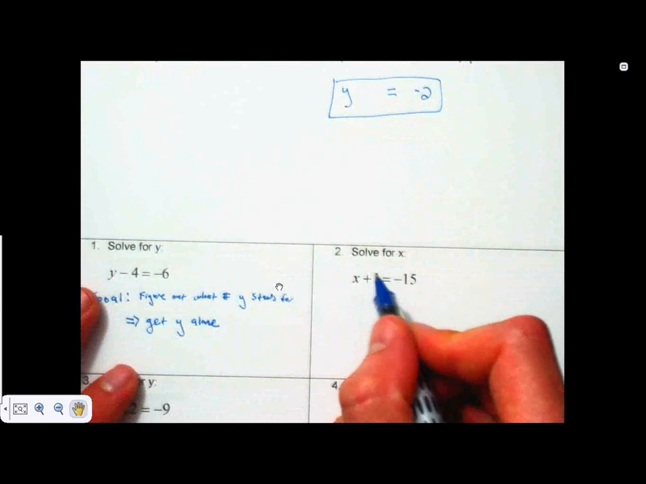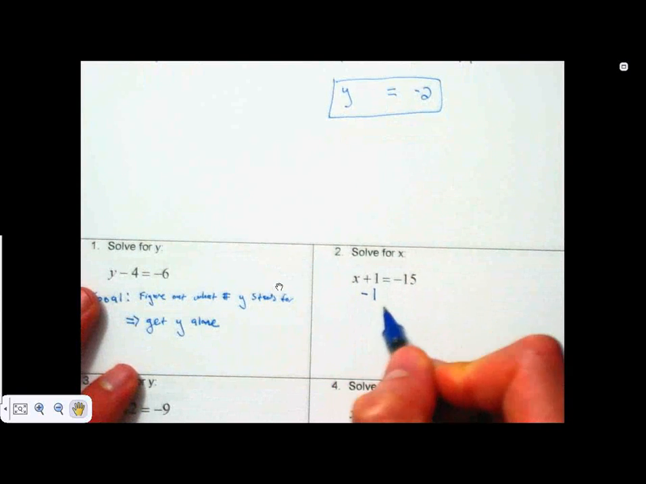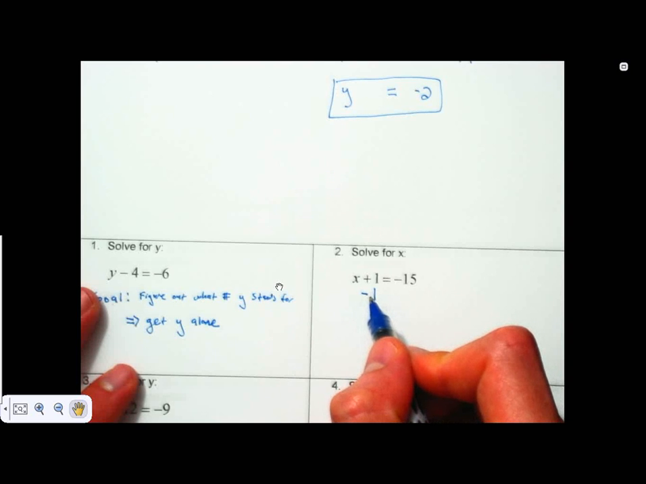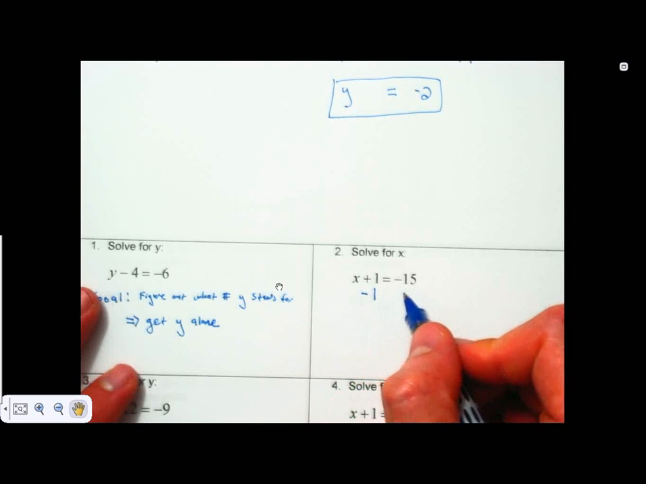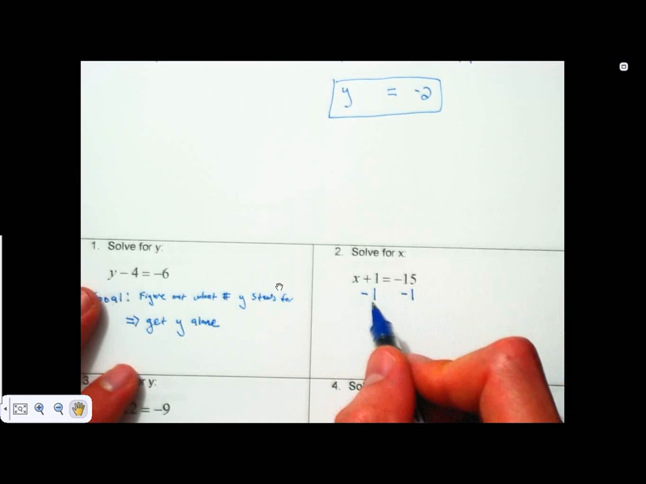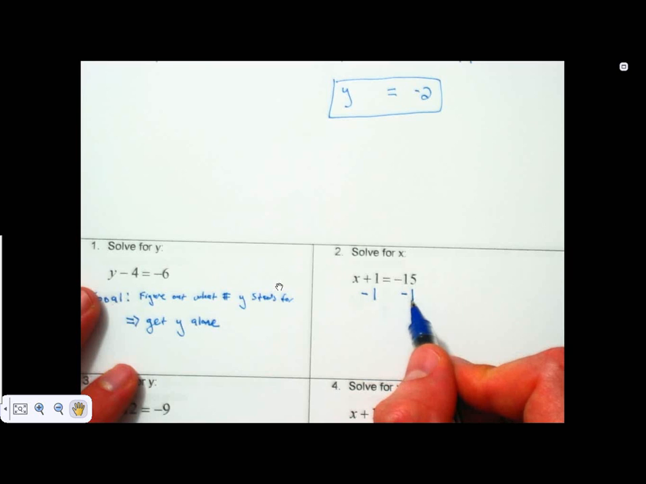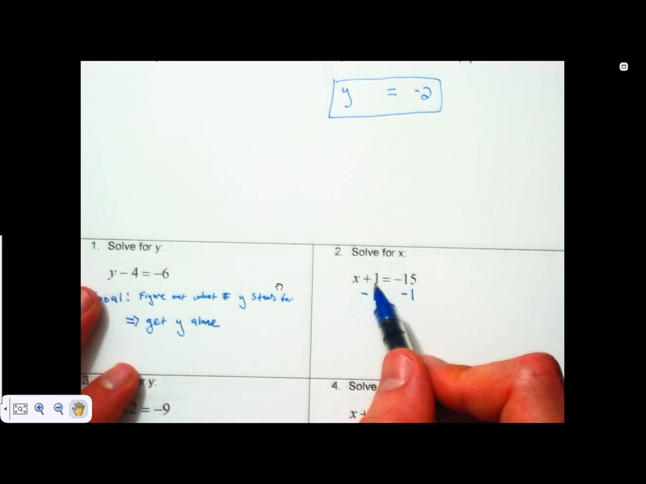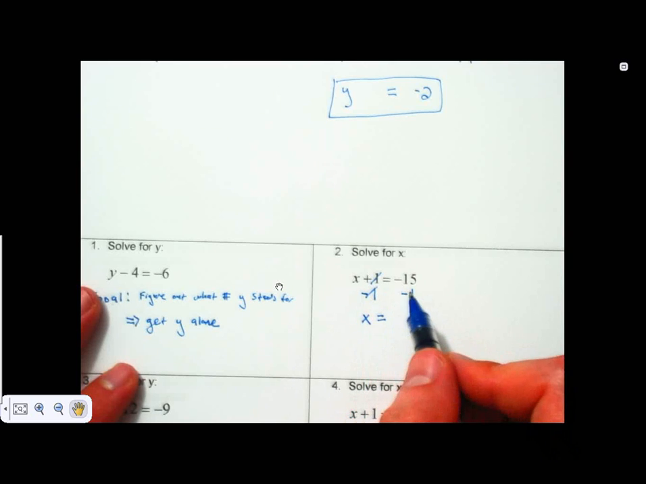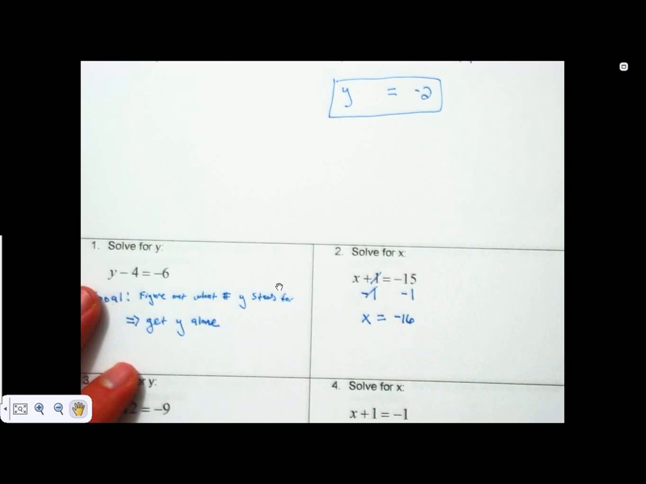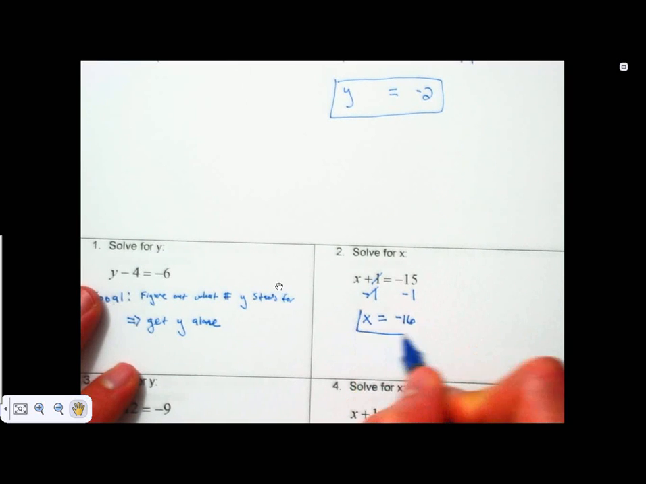So if I want to get rid of addition by 1, I'm going to subtract 1, but I can't just do one side of the equation without doing the other, or I throw off the balance. So if I subtract 1 from one side, I have to subtract it from the other side as well. And then if I look at what's left, well, 1 and negative 1 make 0, so those cancel out, and all that's left is x on the left-hand side. On the right-hand side, negative 15 and negative 1 make negative 16. And that's my answer.